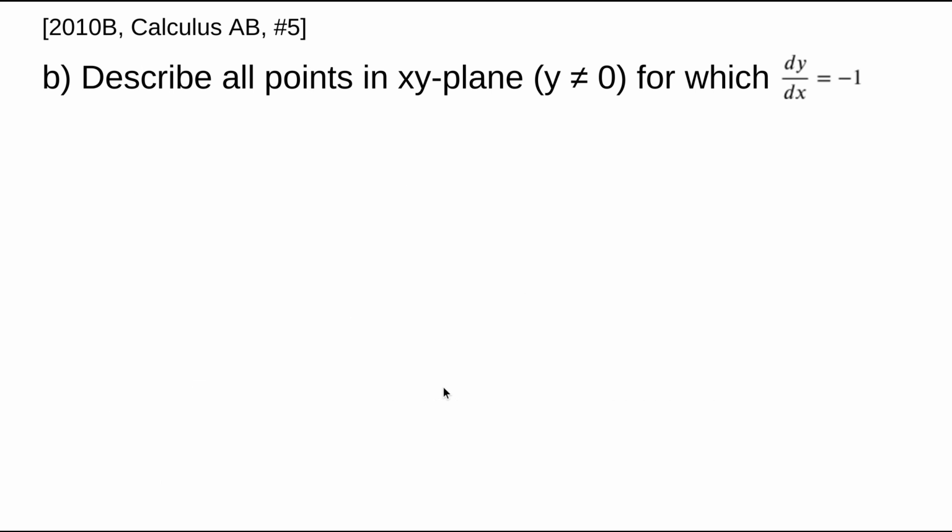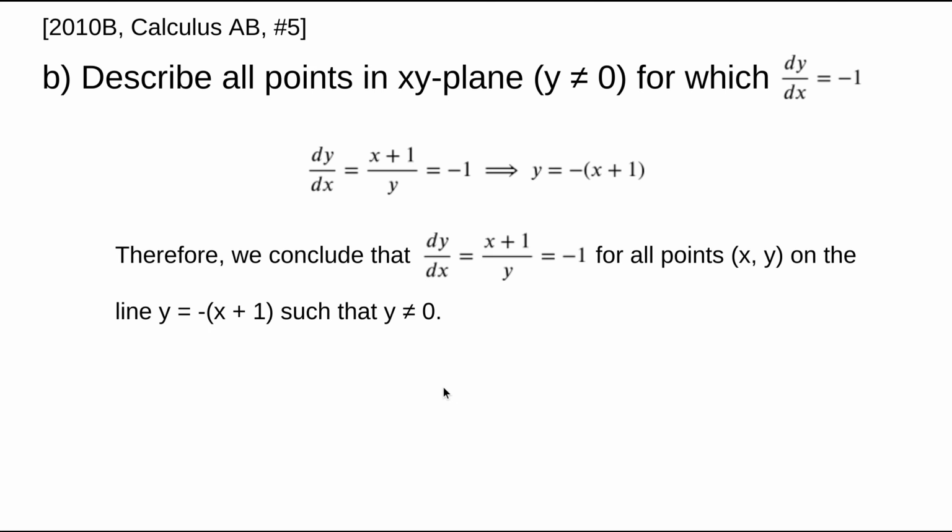In part B of the question, we are asked to describe all points in the xy plane, y not equal to 0, for which dy/dx is equal to -1. All right, so using the differential equation, if we want dy/dx equals (x plus 1) over y to equal -1, that would require y to be the opposite of x plus 1. All right, so that would be our answer, right? That the differential equation will equal -1 for all points (x, y) on the line y equals the opposite of (x plus 1), such that y is not equal to 0.